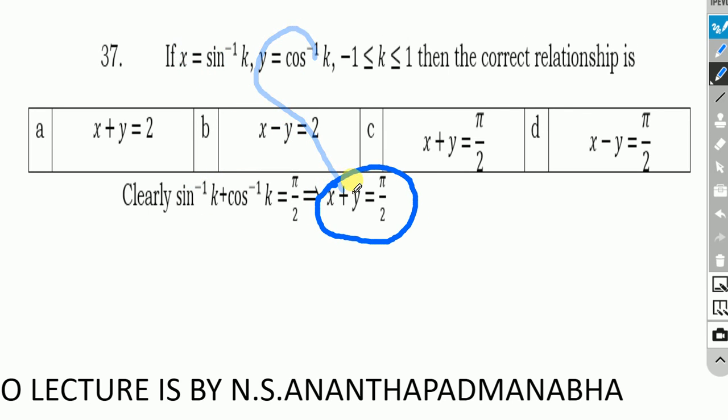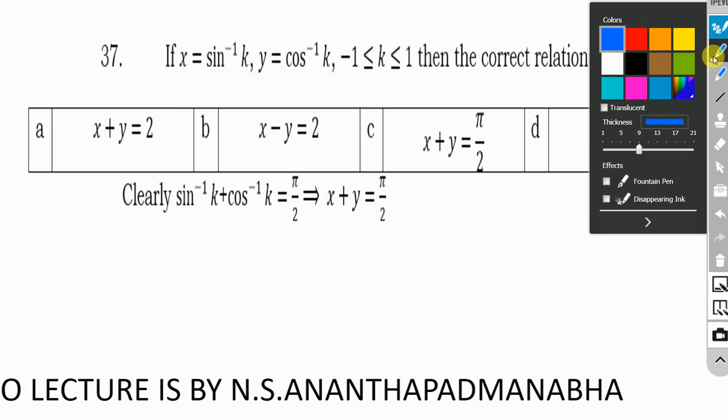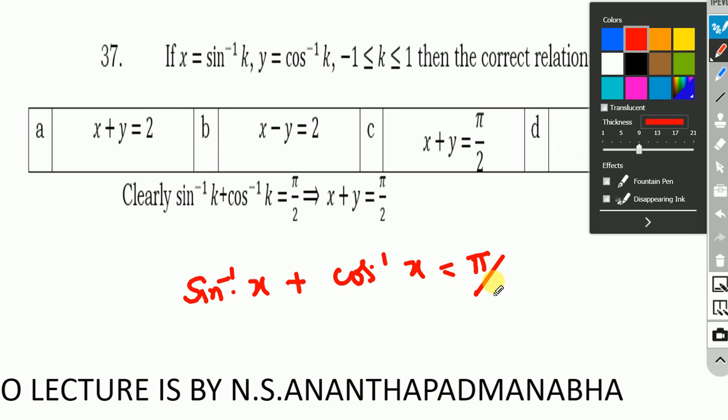So we have that formula, sin inverse of x plus cos inverse of x is equal to pi by 2. So therefore sin inverse k is x, plus y is equal to pi by 2. X plus y is equal to pi by 2. So here it is option C.